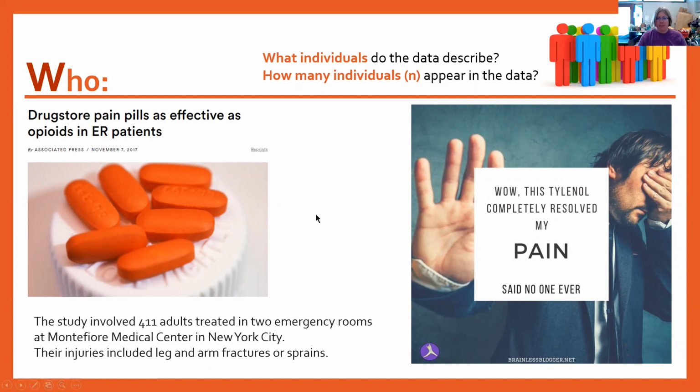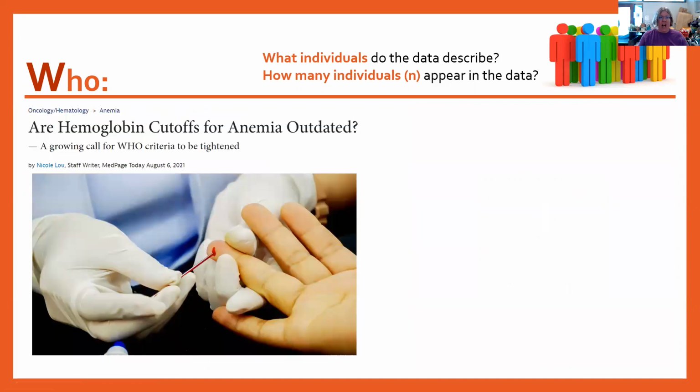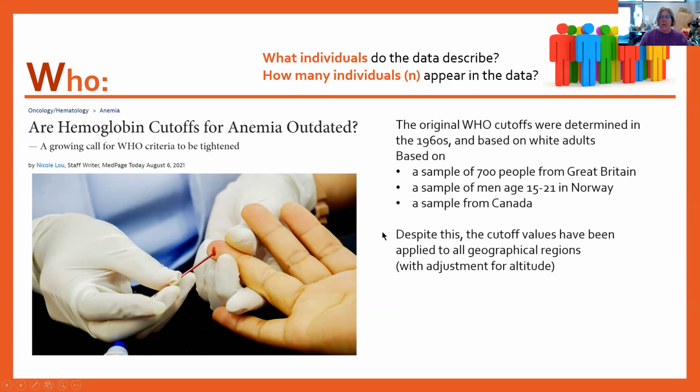All right, so another example of this are hemoglobin cutoffs for anemia outdated. So anemia, that's related to the level of iron in your blood. And so there's been, for a number of years, kind of a movement to get these criteria changed, which on its face seems really odd. Like, shouldn't somebody have figured out by now, here's the ideal amount of iron to have in your blood to prevent some sort of sickness or illness? So it turns out the original guidelines were published by the WHO in the 1960s. And these guidelines are all based on white adults.